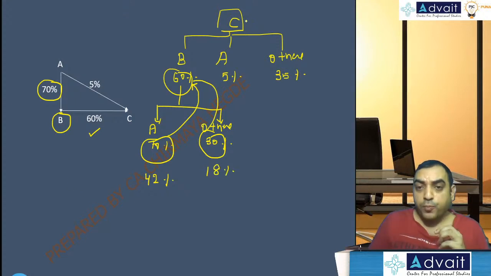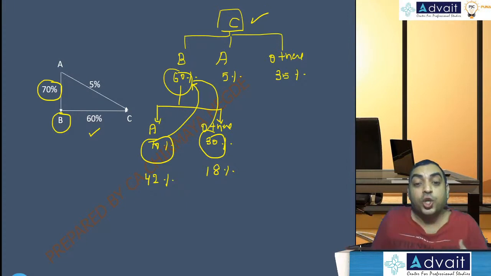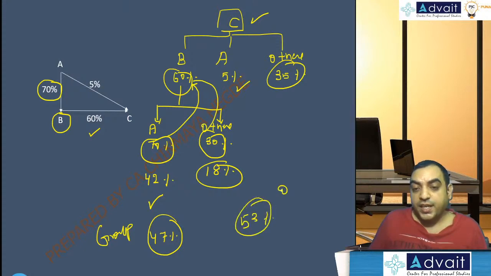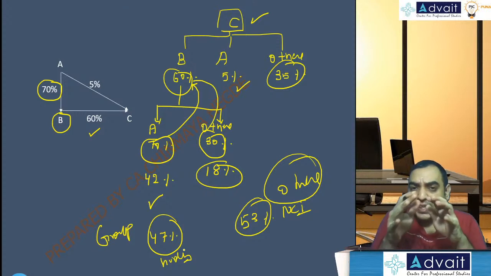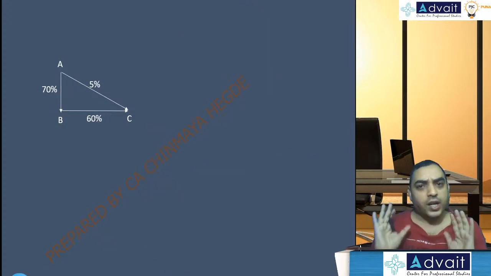So if I want to talk about the ownership structure in C by A or by the group, it is 42% and 5%, that is 47% held by the group. The balance 18% and 35%, that is 53%, is held by others. So that will become NCI and this will become the holding company share. This is the structure in which the shareholding needs to be analyzed. Now, this is for understanding purposes.